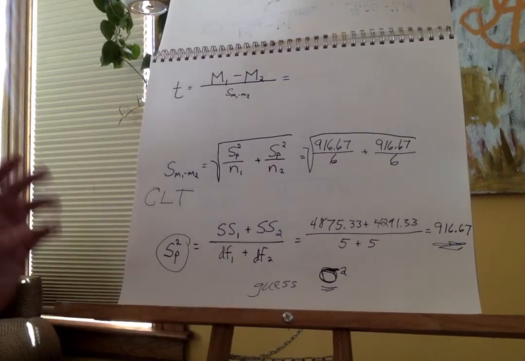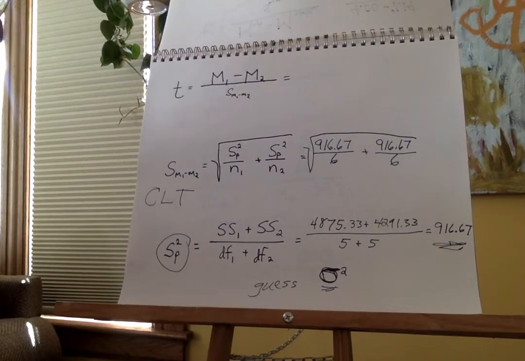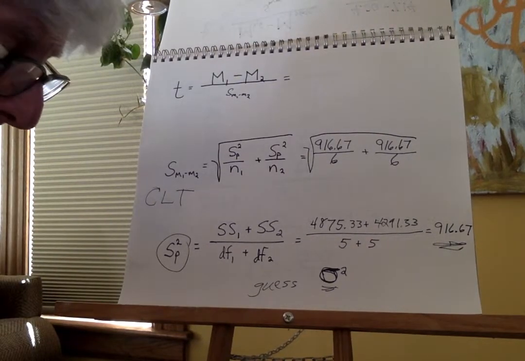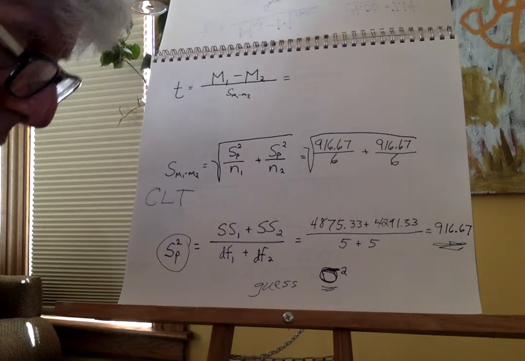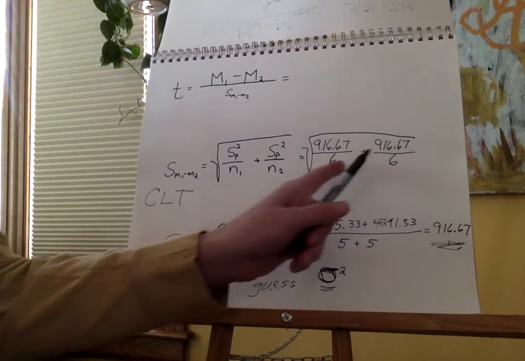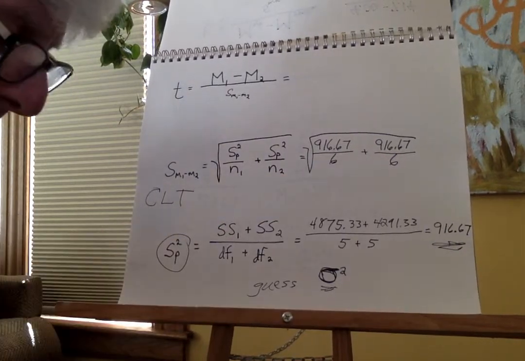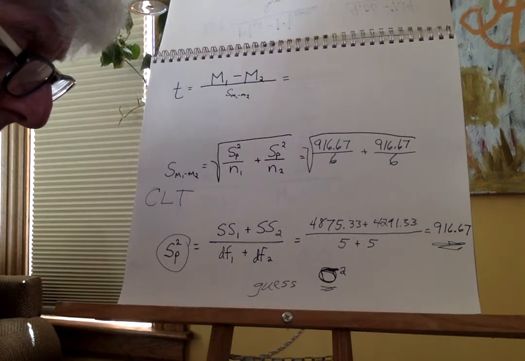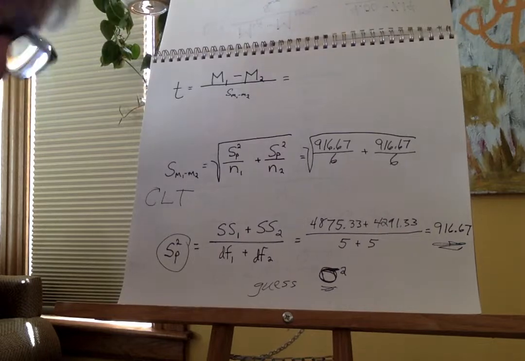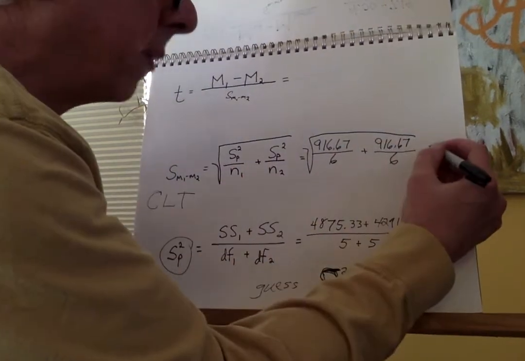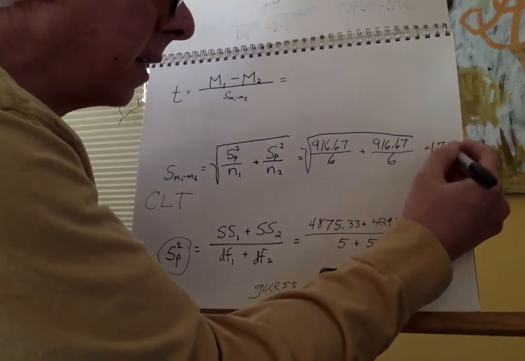Some of you are going to forget that, and it's going to affect your test score, okay? So, 916.67 divided by 6 equals, and of course, we do that twice. So, 305.56 underneath here, 305.56. We're going to take the square root of that. So 17.48. Everybody get that? 17.48.